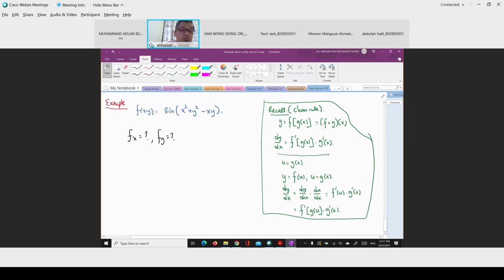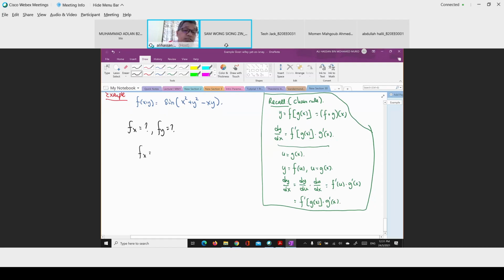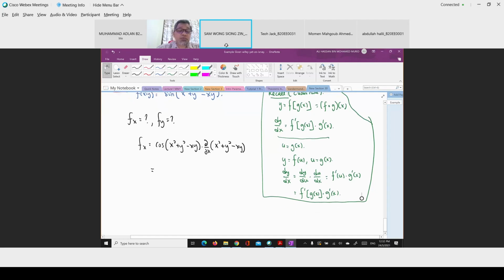So the outermost function is sine. What is the derivative of sine? Cosine, right? First, we differentiate the outermost function, and then we differentiate the inner function with respect to x. Let me write it down first. So what is that? 2x minus y. So we can write it as 2x minus y times cosine of x squared plus y squared minus xy.